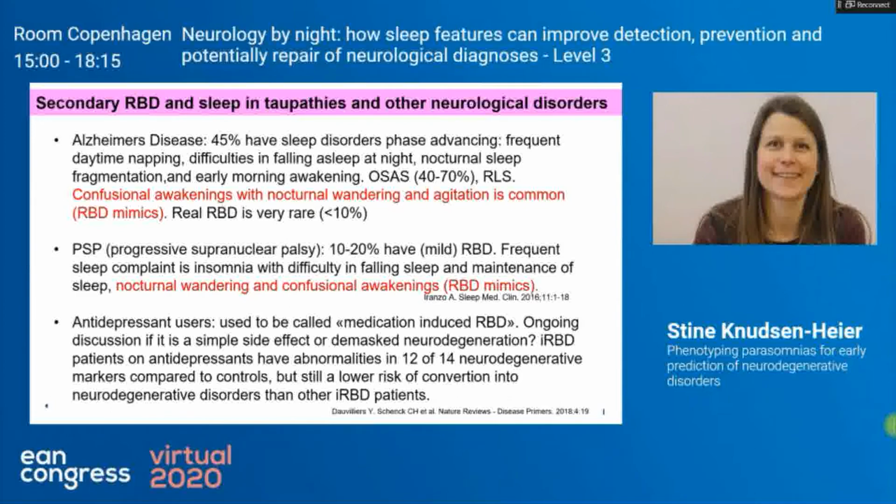An important issue is that a lot of these elderly patients also use antidepressants. So either they are young or old and with or without a neurodegenerative disorder, antidepressants can be associated with RBD. It used to be called medication-induced RBD. And as we talked about before, there have been suspicions that it could actually unmask that the patient in reality will develop a neurodegenerative disorder. There are signs that this could be true, because RBD patients on antidepressants, if you test them, have a lot of positive neurodegenerative markers. But on the other hand, they have a lower risk of converting into a real neurodegenerative disorder. So this is still debated.